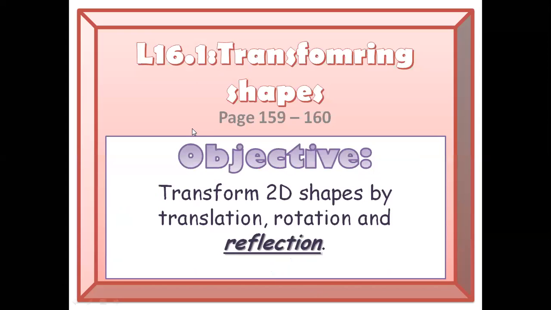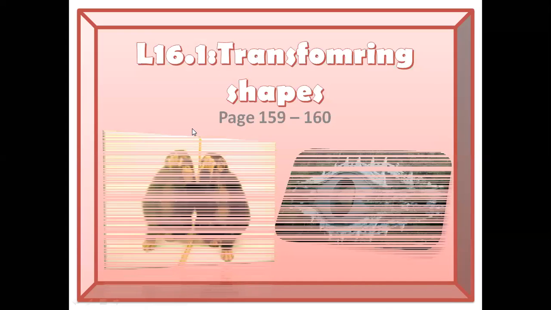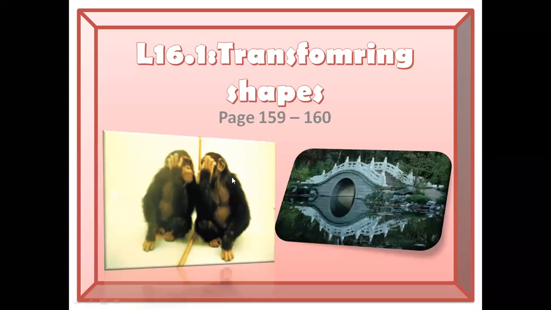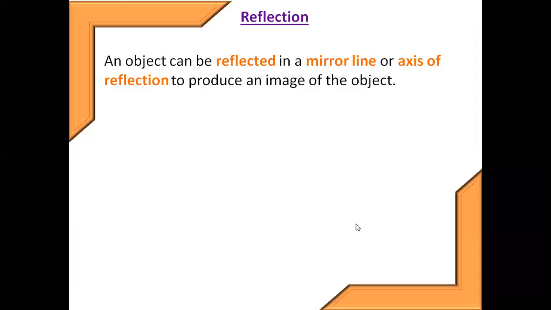We're going to start with the reflection. So this is actually how the reflection is going to be. It's looking at a mirror, or for example, if you see that monkey, it's the same monkey in the mirror. The bridge of the river, can you see the reflection of the bridge on the river? It makes a beautiful image, by the way. So this is a reflection of the bridge through the river.